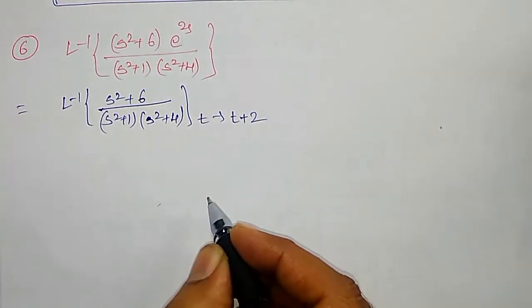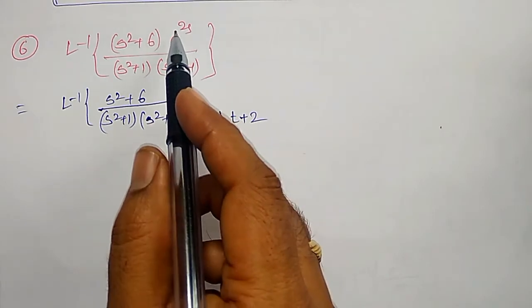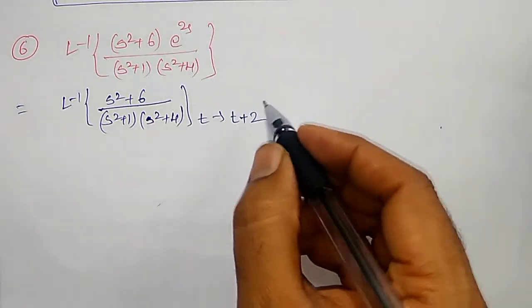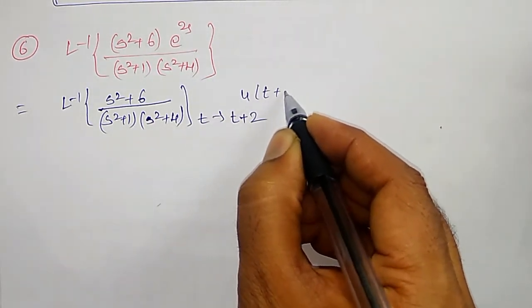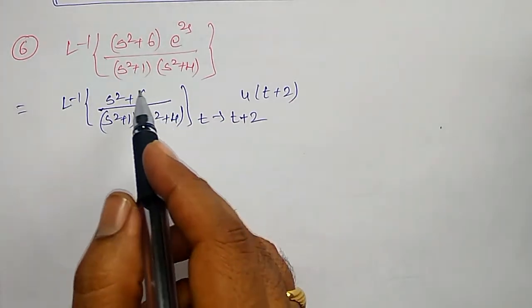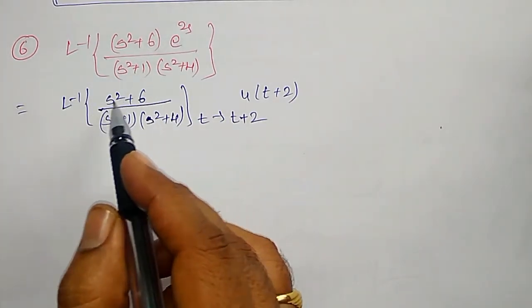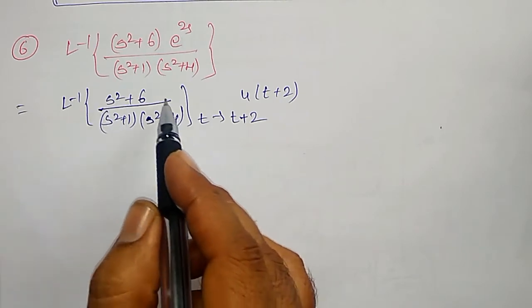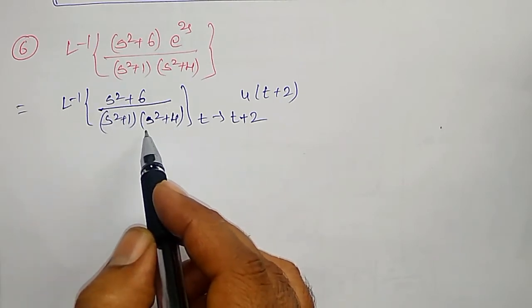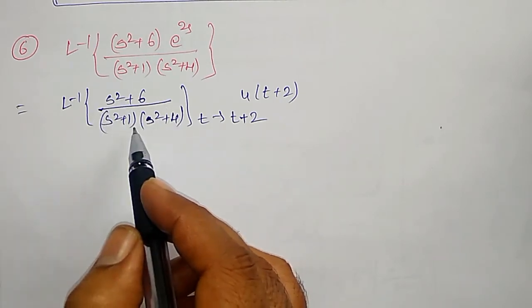Okay, t is replaced by t plus 2 because of the minus sign last time. That's why here it is t plus 2 into u of t plus 2. Now I have to find the inverse Laplace transform of this term. To find the inverse Laplace transform of this term, a product of denominators is there. Therefore, I have to find the partial fractions here.